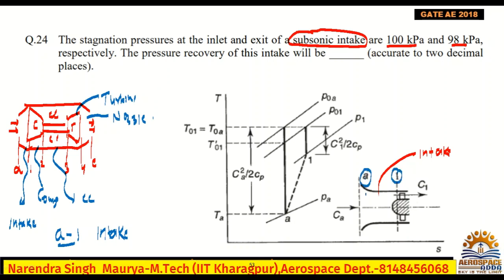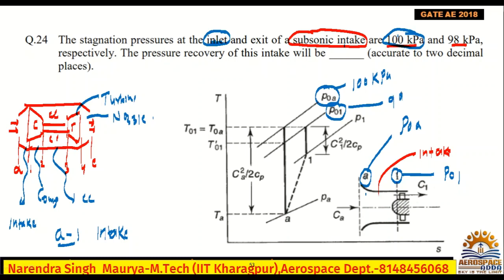At intake, inlet of subsonic intake, inlet. What is the total pressure they have given? Total pressure at inlet. Inlet is nothing but A. So what is the total pressure? P naught A. This value they have given how much? 100 kPa. Exit of subsonic, where is the exit? 1. So what is the total value? P naught 1, this value. How much have they given? 98 kPa. Yes or no? They are asking the pressure recovery of this intake.